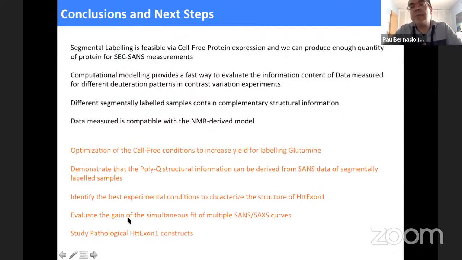Things we still have to do: we have to optimize the cell-free conditions to increase the yield, especially when we label glutamines. This is something that we are working on. It's a very technical issue that we can discuss afterwards if you want.